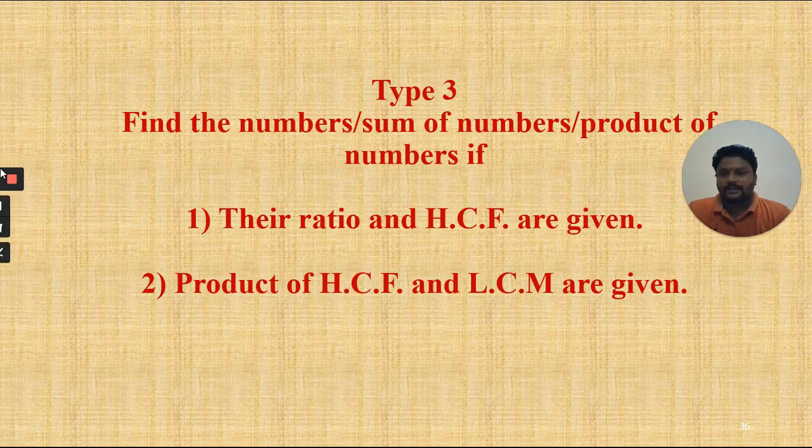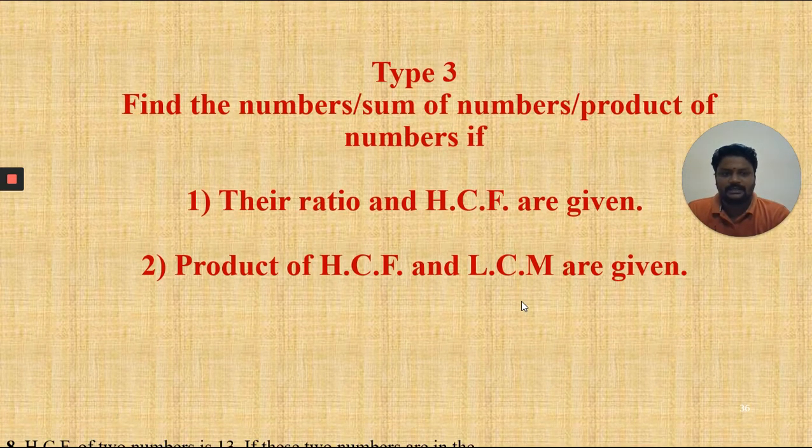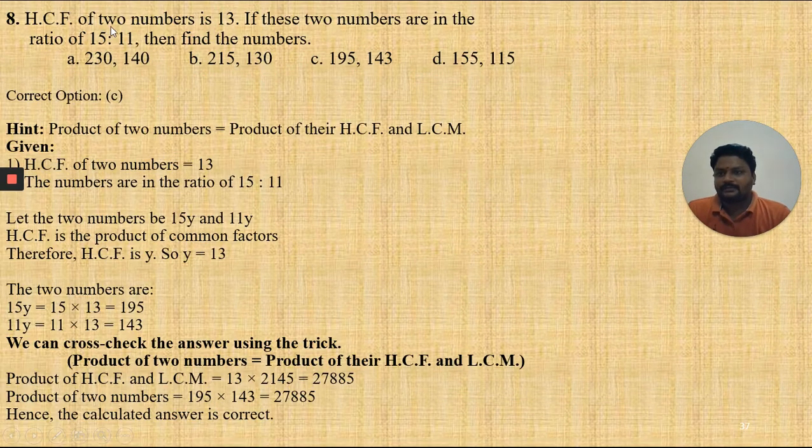Find the numbers, or sum of numbers, or product of numbers, if the ratio and HCF are given, and the product of HCF and LCM are given. Problem: the HCF of two numbers is 13. If these two numbers are in the ratio 15 is to 11, find the numbers. Given four options, how to solve this problem?